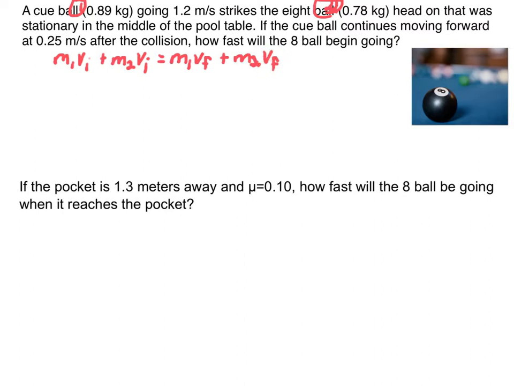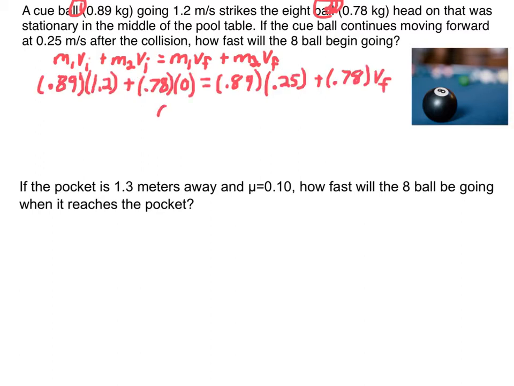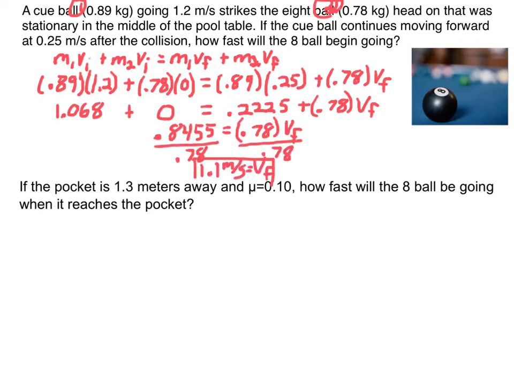So I'm going to look for this final velocity, and I know everything else, so all I need to do is start substituting in. As you can see, the momentum for the 8-ball, which is at rest in the center of the table, is going to end up being 0 there, allowing me to solve for the final velocity of that 8-ball. And the momentum of the cue ball is decreased. Initially, it has a velocity of 1.2, and after the collision, it has a velocity of 0.25. So now I just subtract the 0.2225 to the other side and then divide by 0.78. And I end up with a final velocity of 1.0839, and so on. So that's 1.1 using the two significant figures given in the problem, 1.1 meters per second.